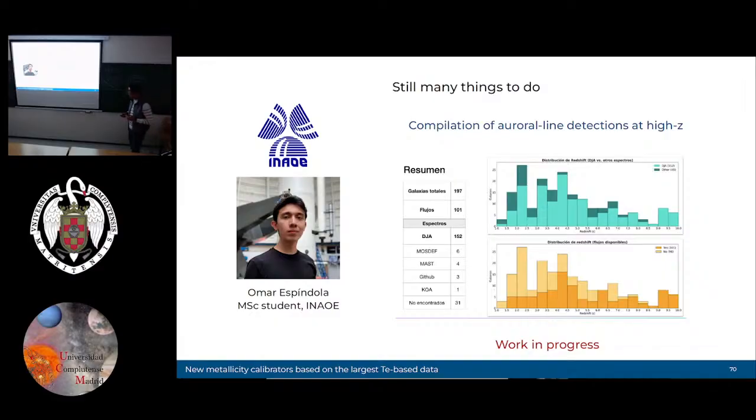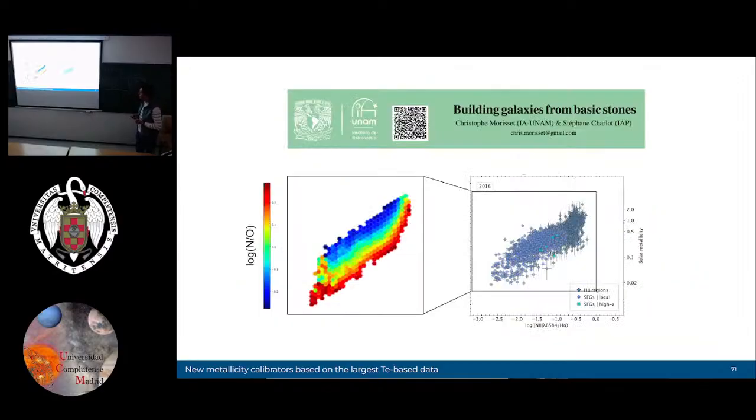So Omar is my student at INAOE, the master student. He's compiling over 100 high-redshift objects with auroral lines measured with the James Webb. And we are in the process of putting them into the format of the DESIRED sample, and we're also going to include these over 100 high-redshift regions, up to redshift 10, into the new sample, and see how things proceed.